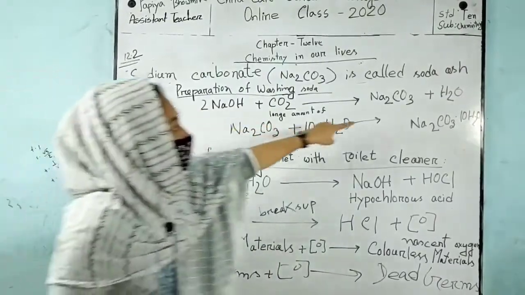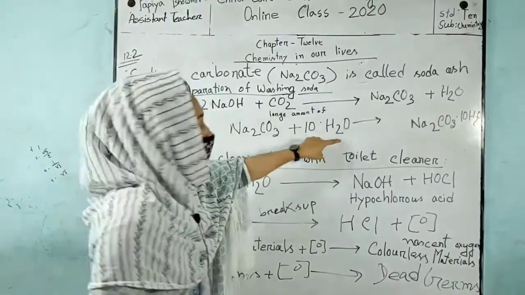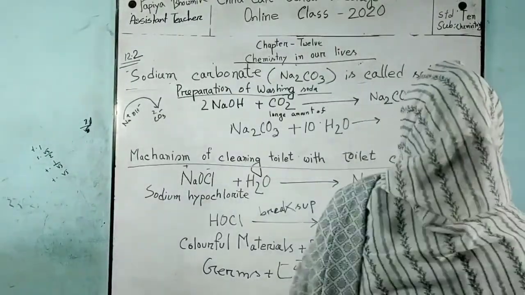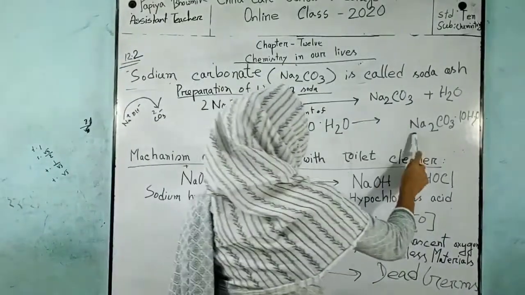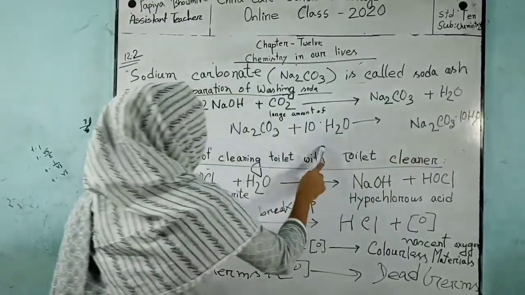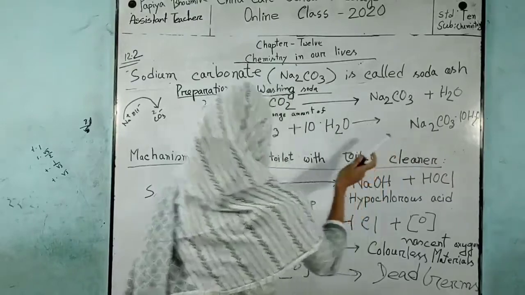In the second step, this sodium carbonate reacts with 10 molecules of water, and then it produces sodium carbonate that is called soda ash. So we get our main ingredient here, which is soda ash. It is the product, and here this is the reactant, this is the product, and we get this product.